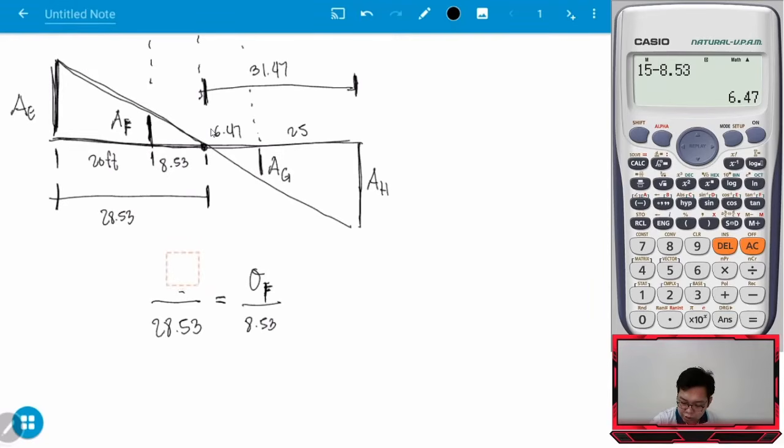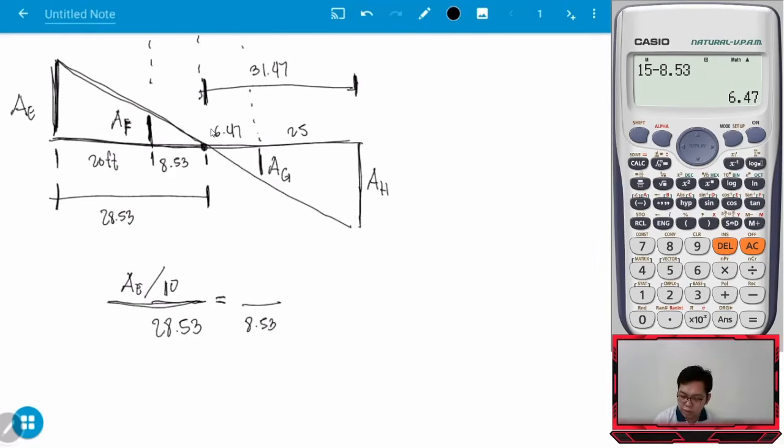Now, to make this easier, palitan lang natin agad yung stresses. Instead of stresses, gawin lang natin yung forces. Ano yung stress sa E? That is actually force over area. So, force is AE, divide that by the area. Ano yung area ng AE? 10 inch squared. So, i-divide ko to by 10.